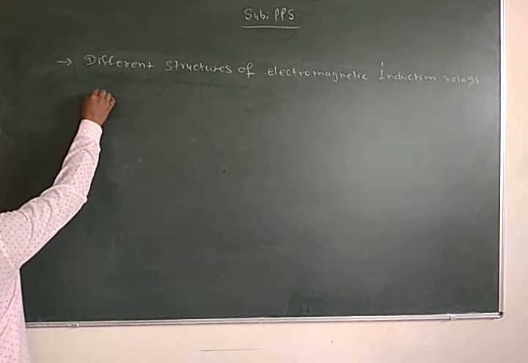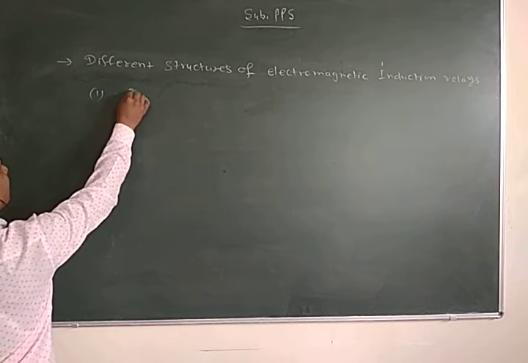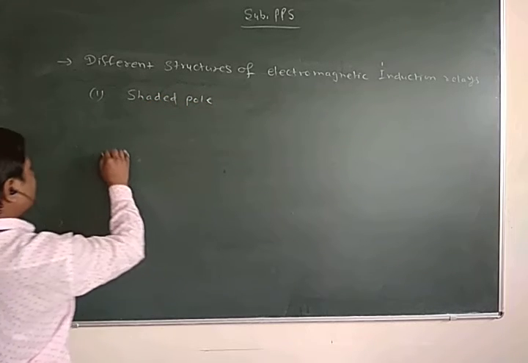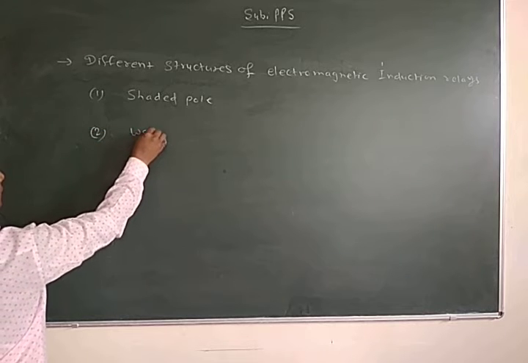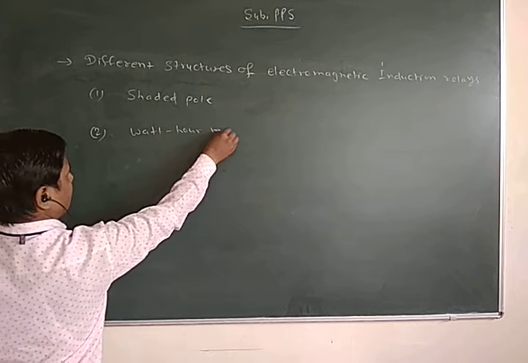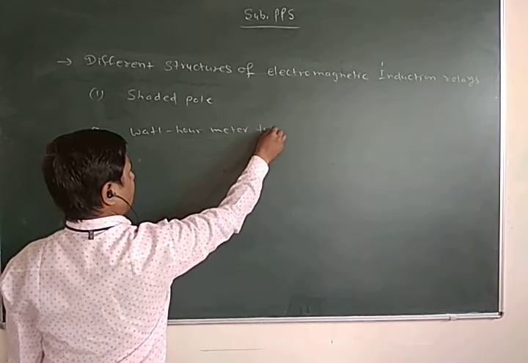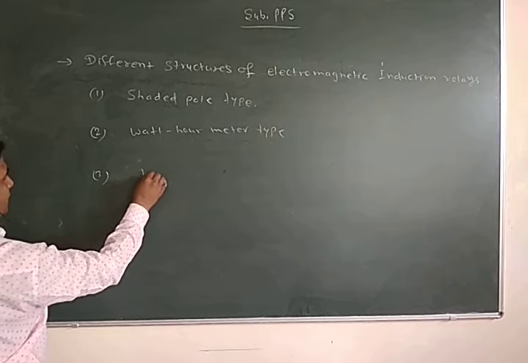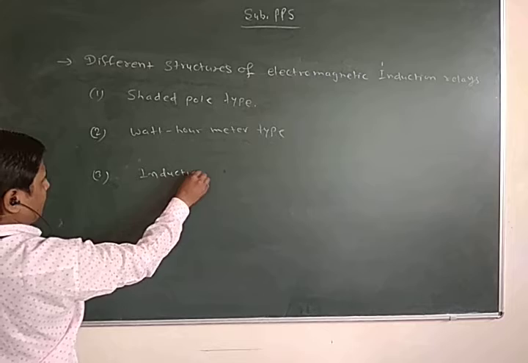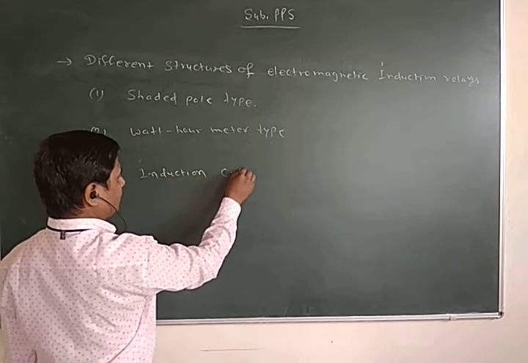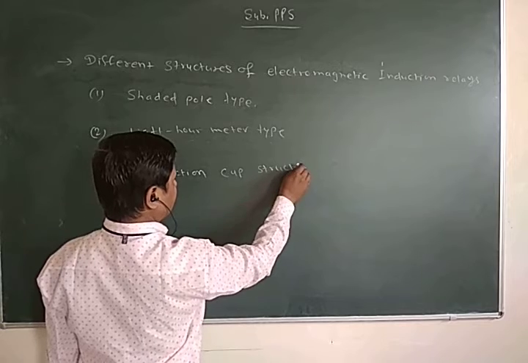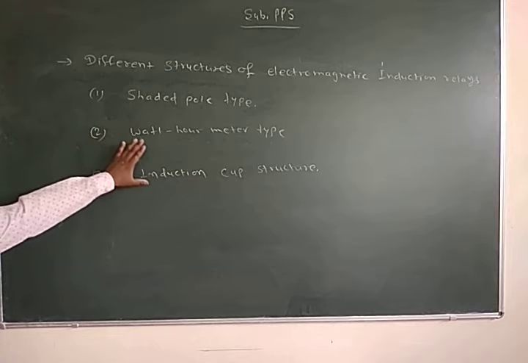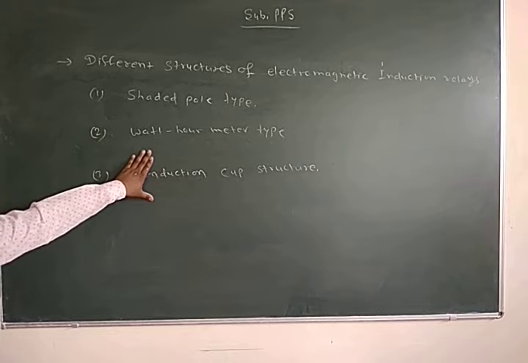So these structures are: first, it may be shaded pole structure, second is watt-hour meter, and third is induction cup structure. So these are the three structures based on phase displacement between phi 1 and phi 2.